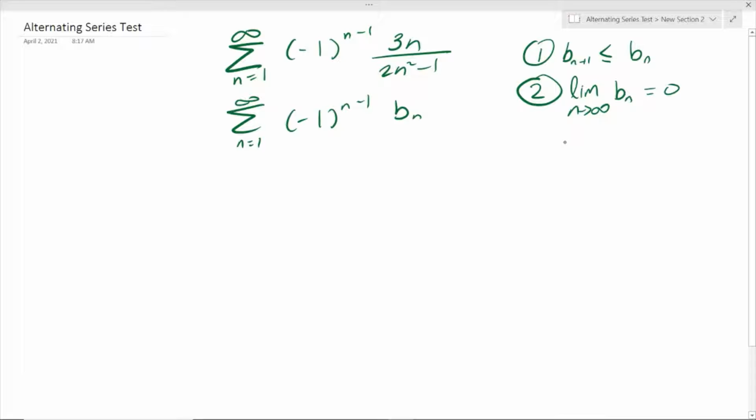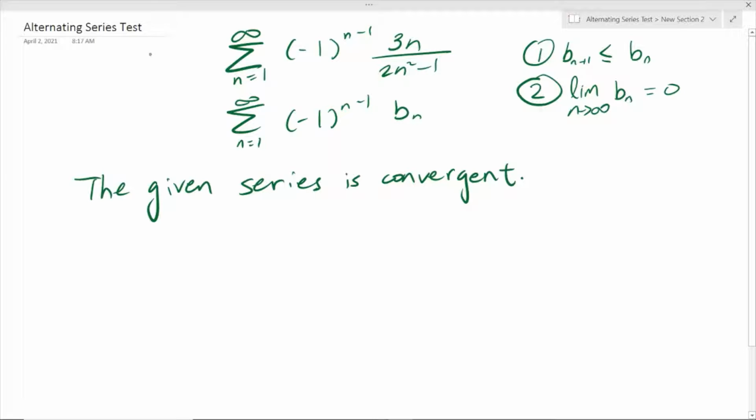So if we satisfy both of these conditions, what can we conclude? Well, based on the alternating series test, it says that we can conclude that the given series is convergent.